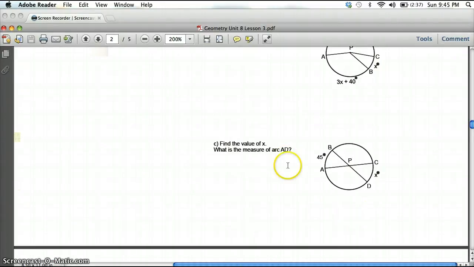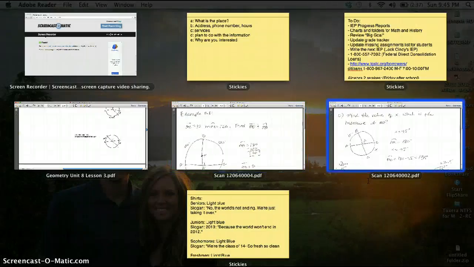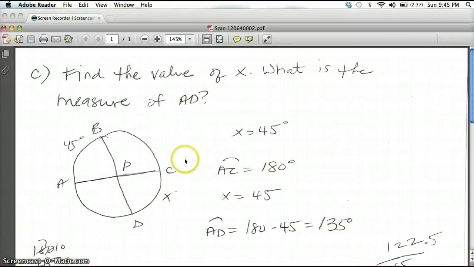And last, C asks us to find the value of x. What is the measure of arc AD? Now, if AB is 45 degrees, that means that DC is also equal to 45 degrees. Okay? So if AB is 45 degrees, then DC is also 45 degrees.